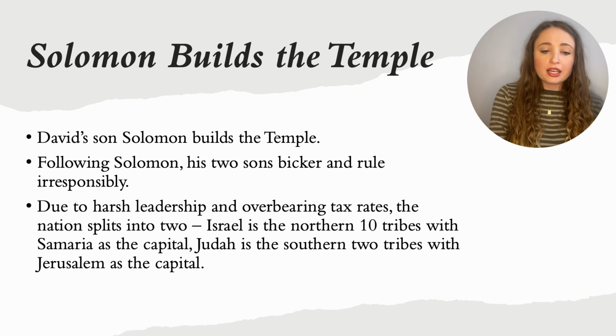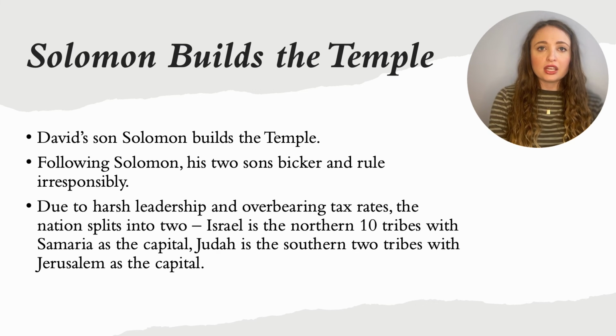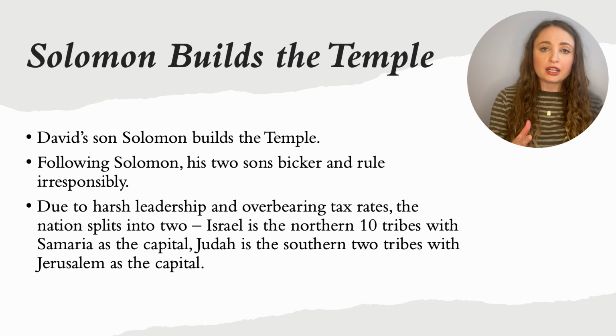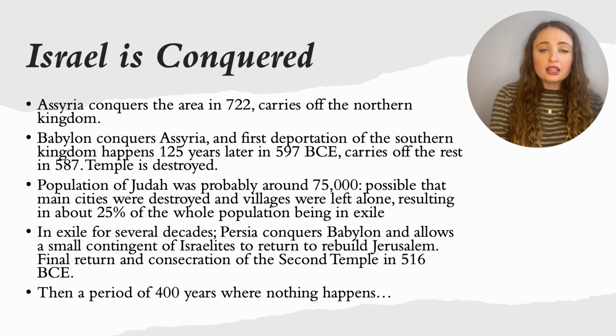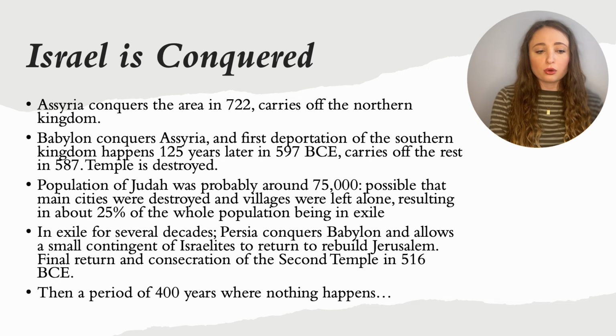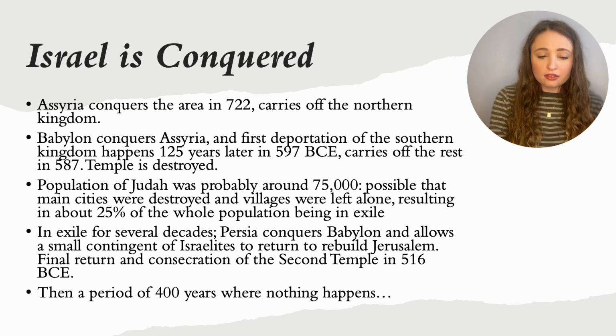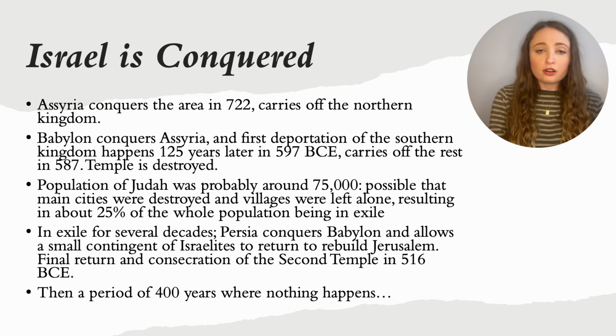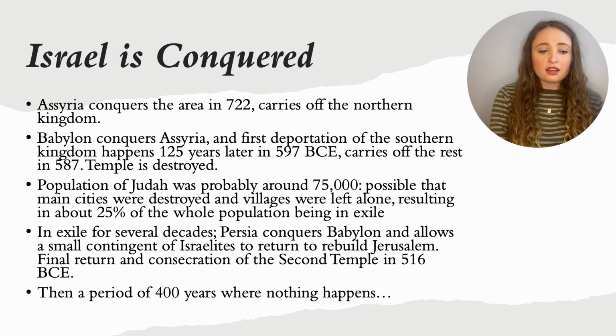You have Israel making up the northern 10 tribes with Samaria as the capital, and then Judah being the southern 2 tribes with Jerusalem as the capital. So things go from them being a one unified nation to then becoming split, and things not going so well. And then finally, Israel gets conquered. Assyria conquers the area in 722 BCE and carries off the northern kingdom. So these people are carried off into exile. And then Babylon conquers Assyria, and there's the deportation, the exile. And the temple eventually gets destroyed.